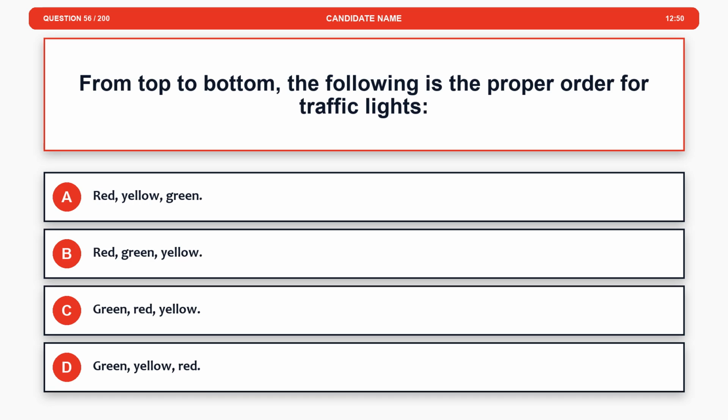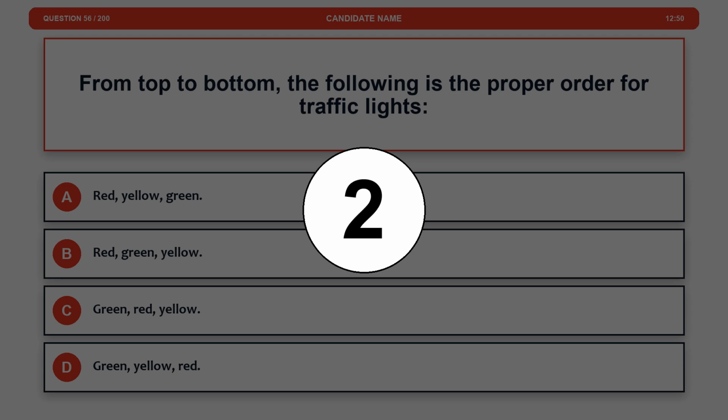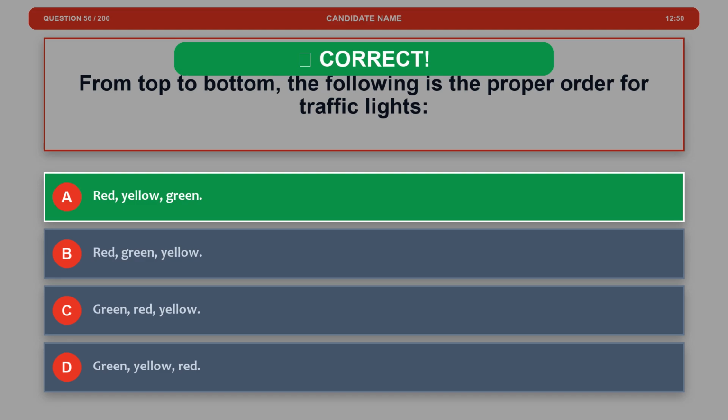Question 56. From top to bottom, the following is the proper order for traffic lights. Option A, red, yellow, green. Option B, red, green, yellow. Option C, green, red, yellow. Option D, green, yellow, red. The correct answer is option A, red, yellow, green.